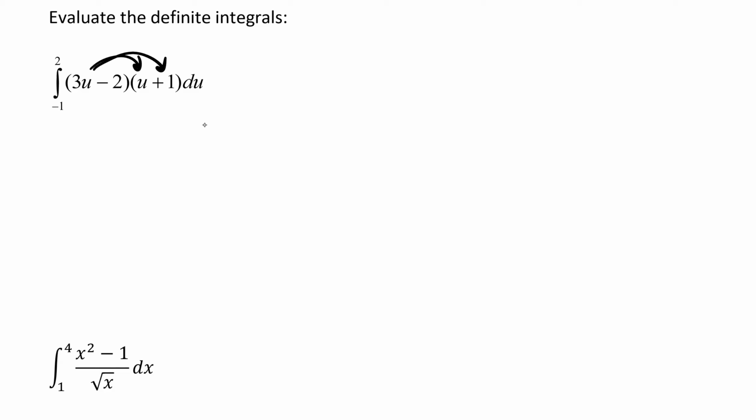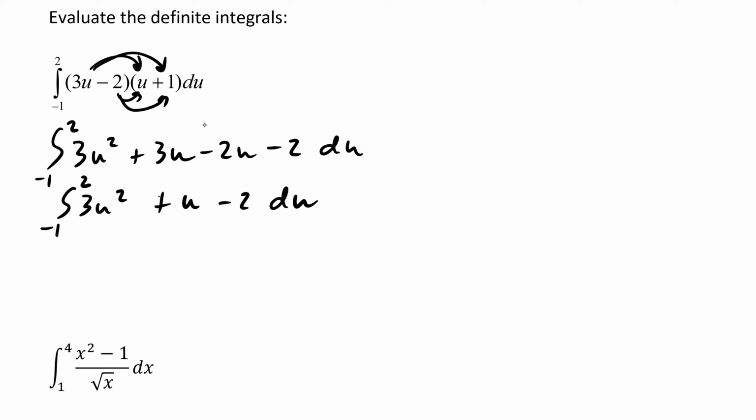So this is 3u squared plus 3u minus 2u minus 2. And then you always want to rewrite your integral. Make sure you have your a and b. This is 3u squared plus u minus 2 du. And the nice thing with these is you can plug them in the calculator to verify that the answer is correct.